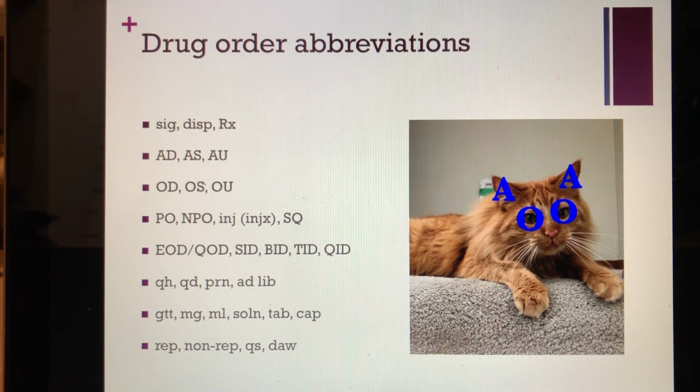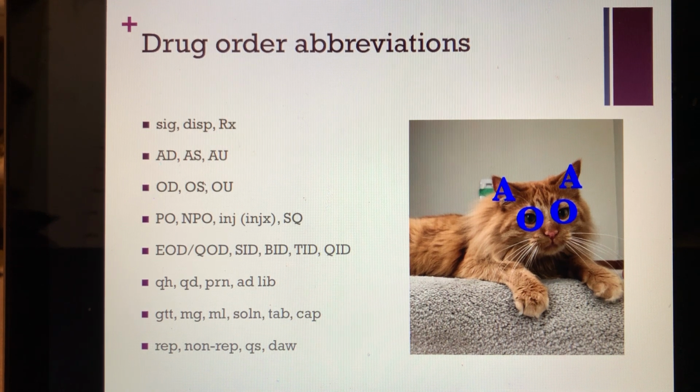So SID is once per day, or once every 24 hours. BID is twice per day. B for bicycle has 2 wheels. TID is 3 times per day. So tricycle has 3 wheels. T starts with a T, right? And then QID, if you think of a quadrilateral, that's a 4-sided shape, right? So quad is 4, QID is 4 tablets in a day.